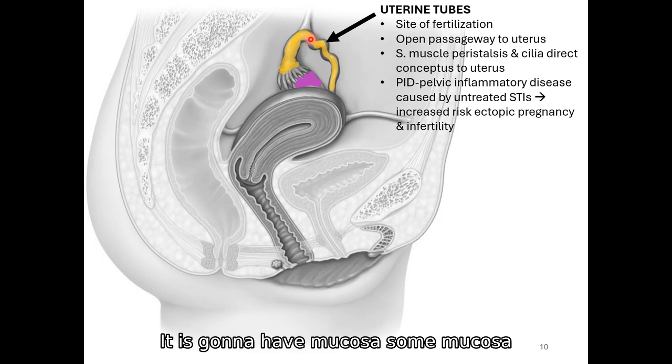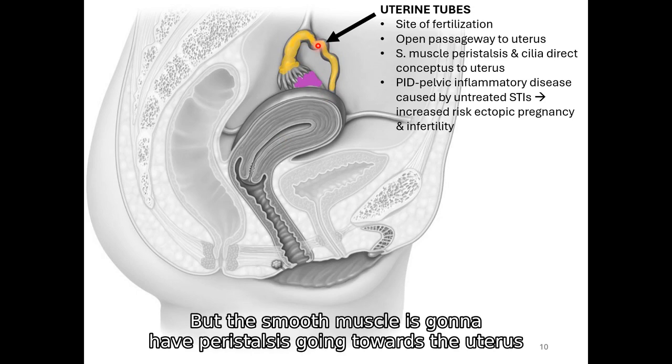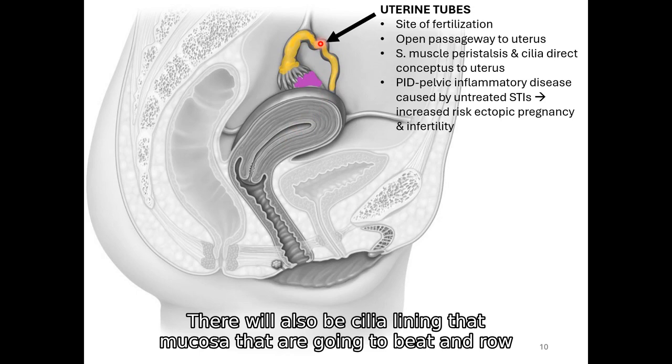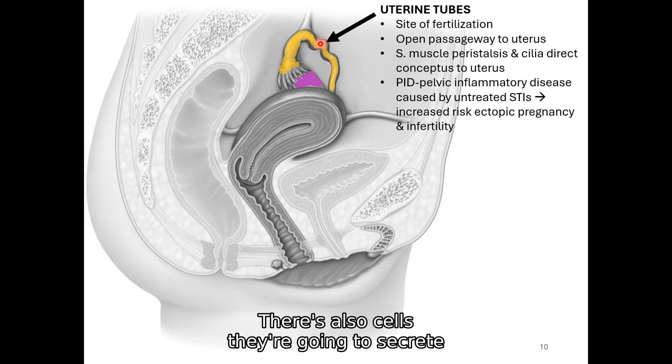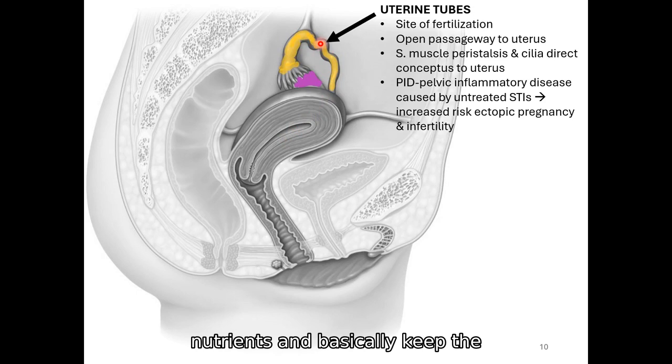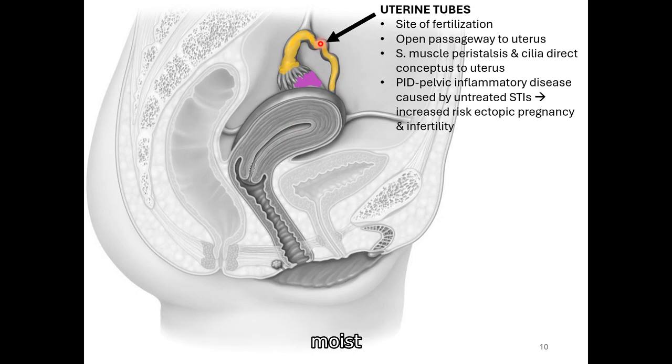It is going to have mucosa, submucosa, and then it's going to be covered and tented over by the broad ligament. But the smooth muscle is going to have peristalsis going towards the uterus. There will also be cilia lining that mucosa that are going to beat and row towards the uterus. There are also cells that are going to secrete nutrients and basically keep the sperm, the egg, and the conceptus nourished and moist.